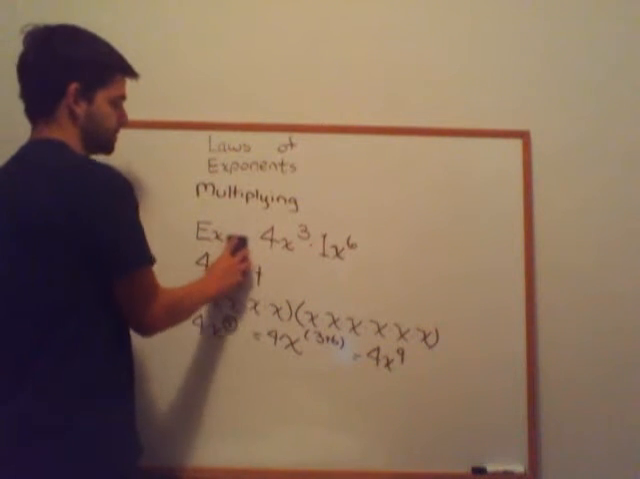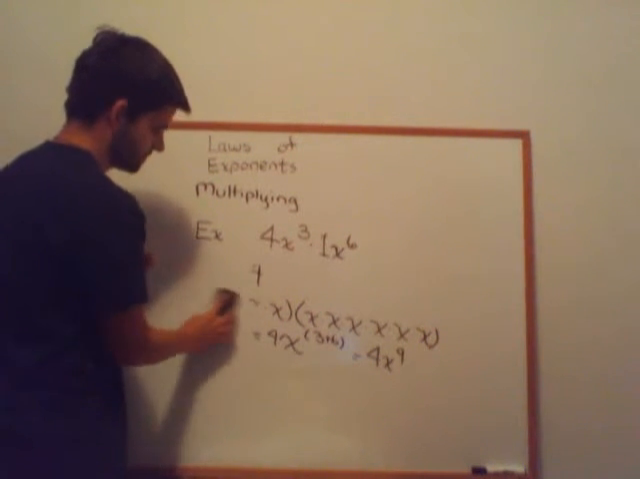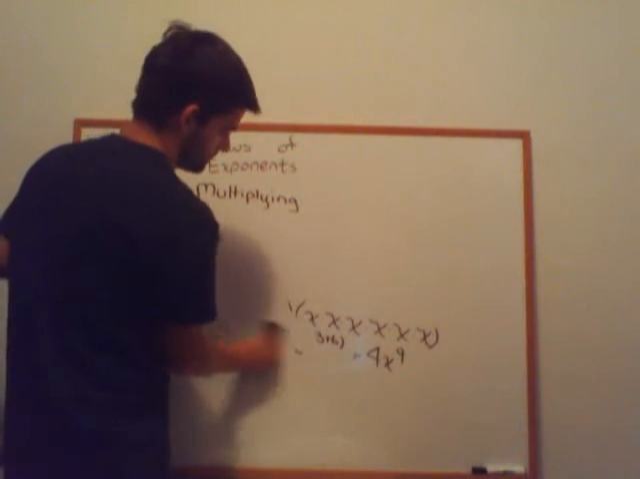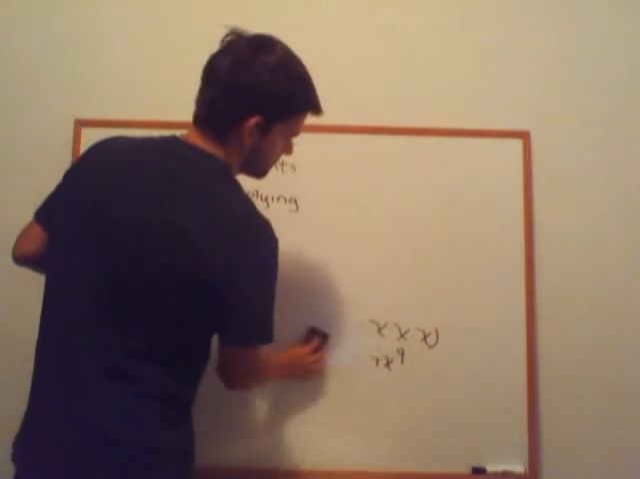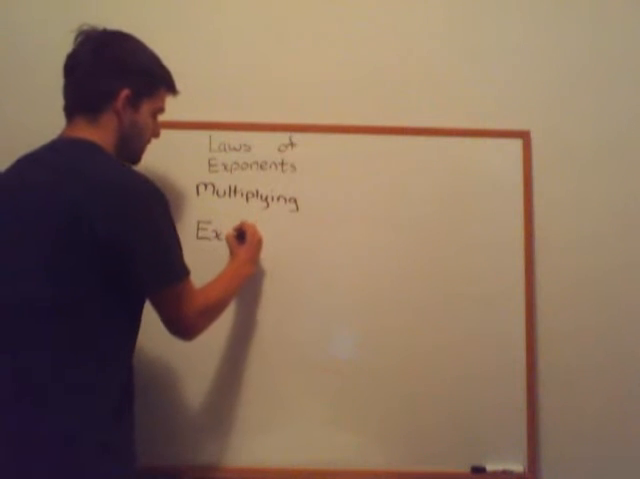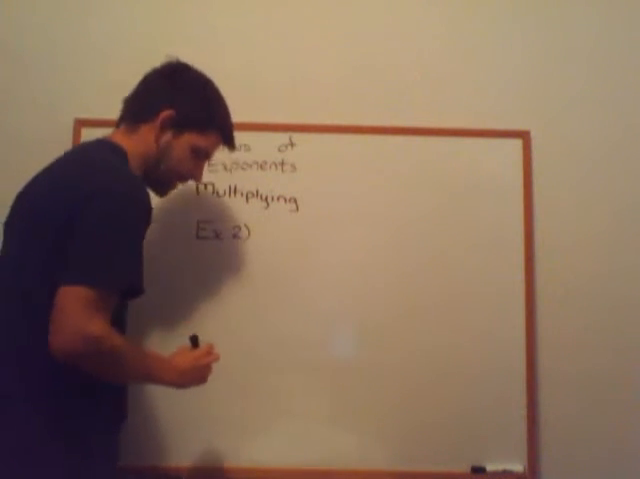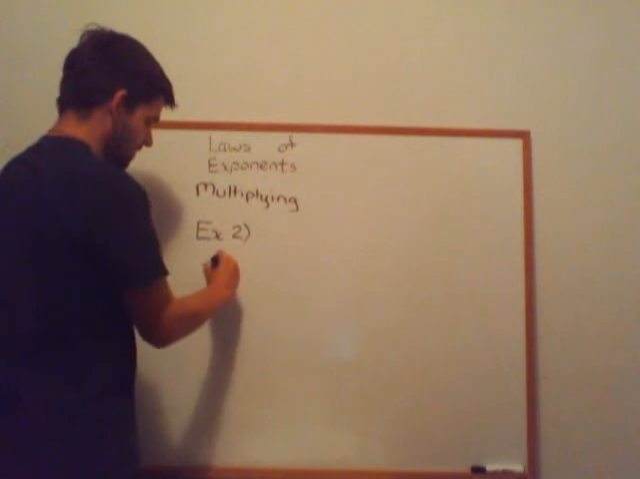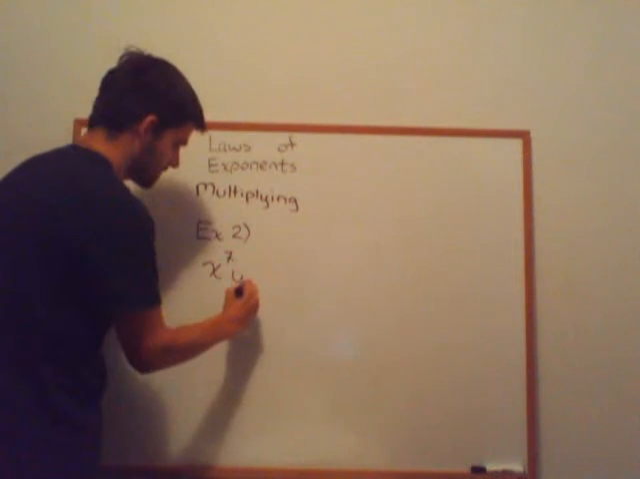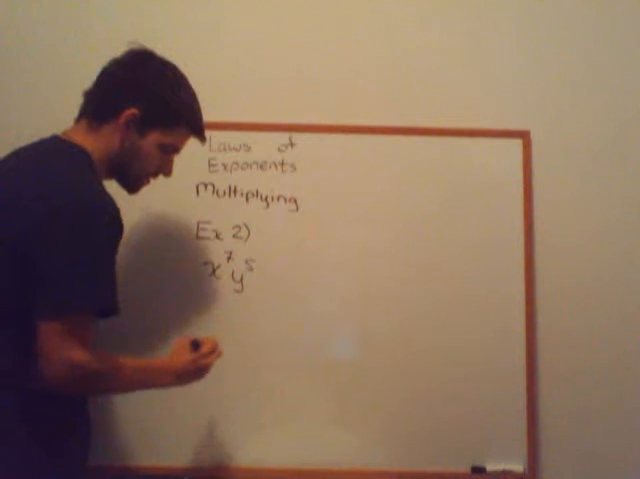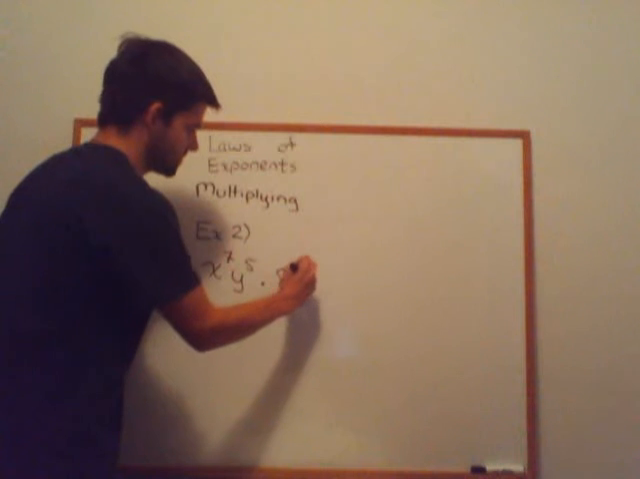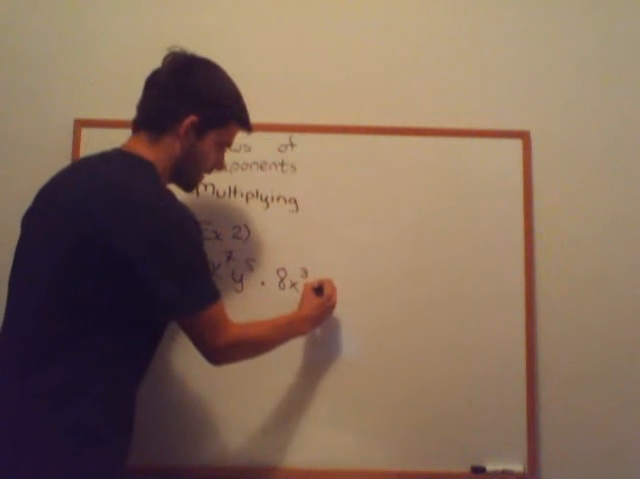Let's look at our next example. Okay. Example number 2. I have x to the 7 times y to the fifth times 8x cubed y squared.